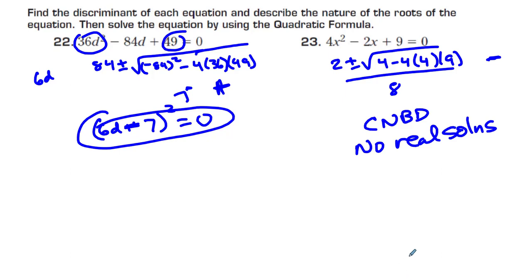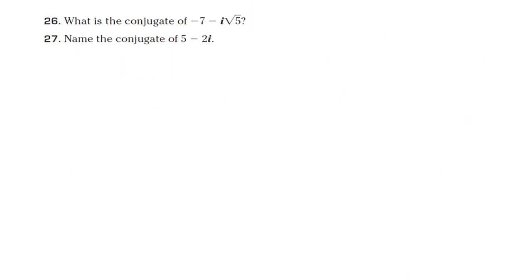So this goes back to what we talked about at the very beginning. The conjugate: you want to multiply by something that's going to cancel everything out, or cancel out the i part. So the conjugate of this is going to be negative 7 plus i root 5. And notice this is sort of like the difference of two squares thing. Let's look at negative 7 minus i root 5 times that.